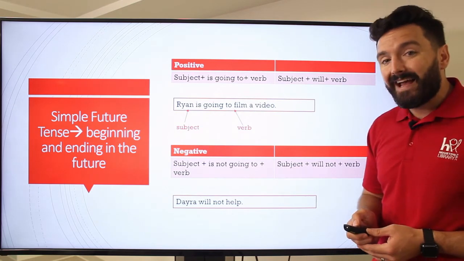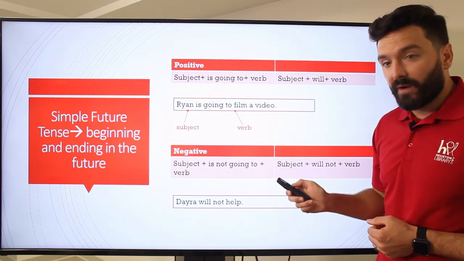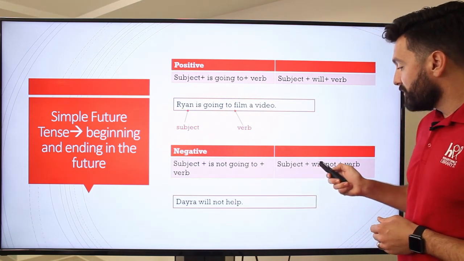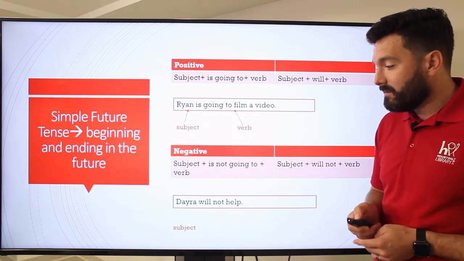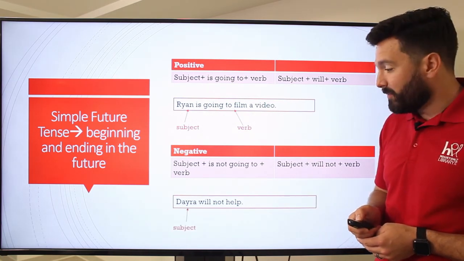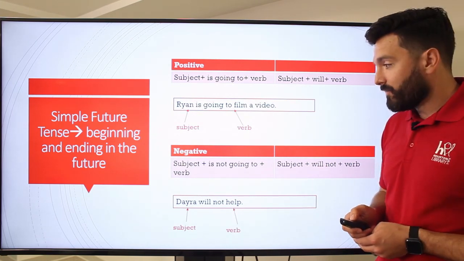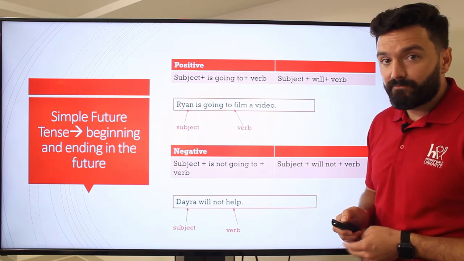Now let's talk about the negative. So that's subject plus is not going to plus the verb, or subject plus will not plus the verb. So Dyra will not help. So Dyra is the subject, help is the verb. Or Dyra is not going to help, right? She's being negative.